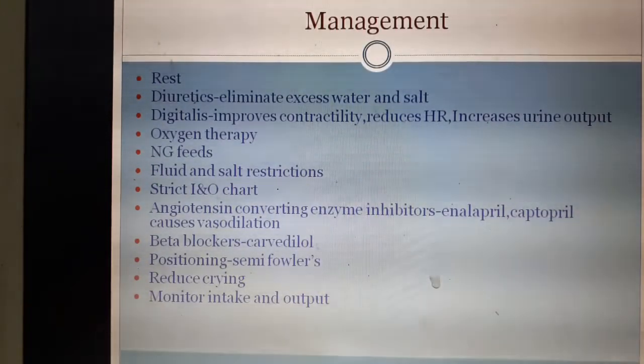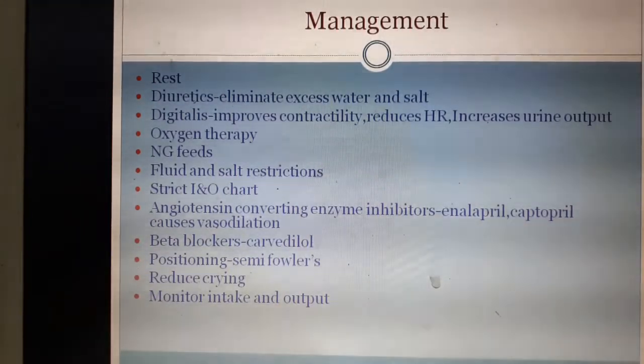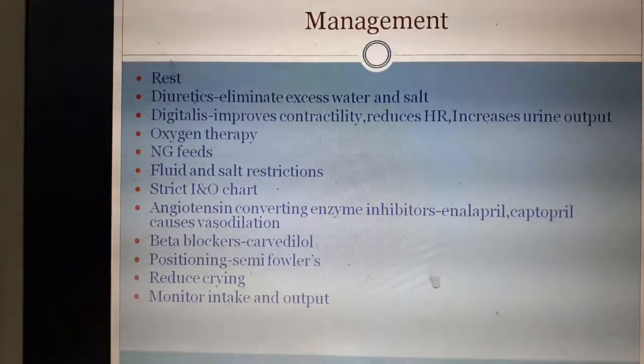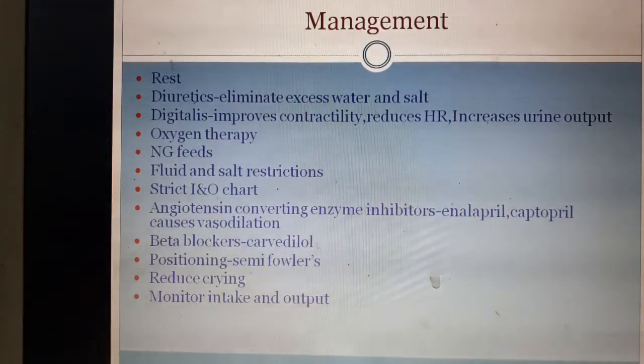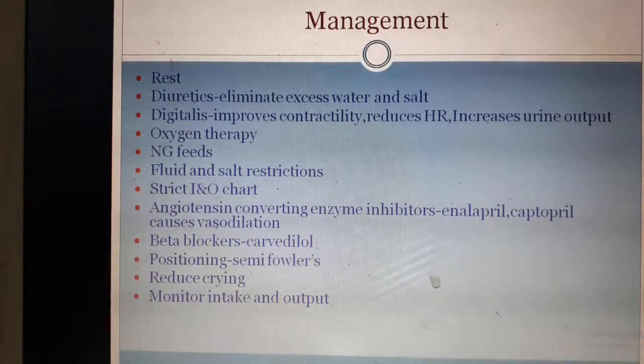Oxygen can be given to reduce the myocardial workload, and NG feeds if the child is having tachycardia or tachypnea. Fluid and salt restrictions, so that the edema and other fluid overload can be reduced. A strict intake output chart has to be maintained. Angiotensin converting enzyme inhibitors such as enalapril and captopril can be given. This also reduces the preload and causes vasodilation. Beta blockers such as carvedilol.